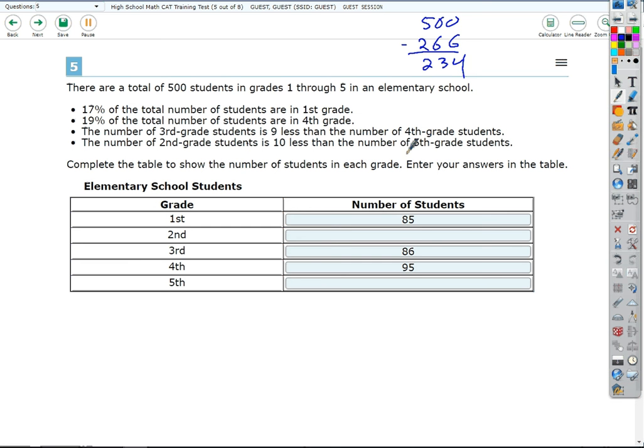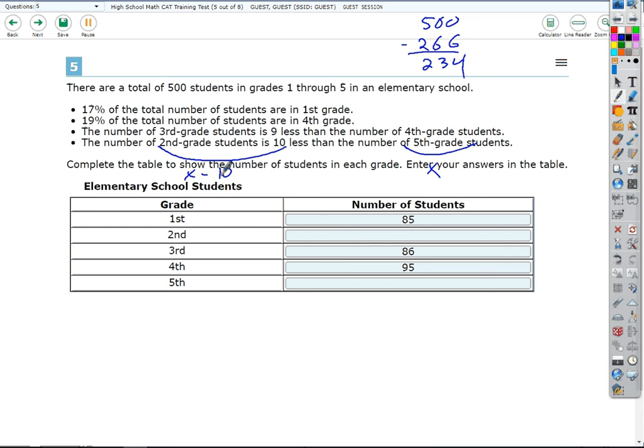So what should we probably call the number of fifth grade students then? X. Yeah, just call it X. It's the unknown, right? That's what we're trying to find. So we'll call that X. Well, if the number of fifth grade students is X, then what's the number of second grade students going to be if there's 10 less than that? X minus 10. There you go. Perfect. So X minus 10, right?